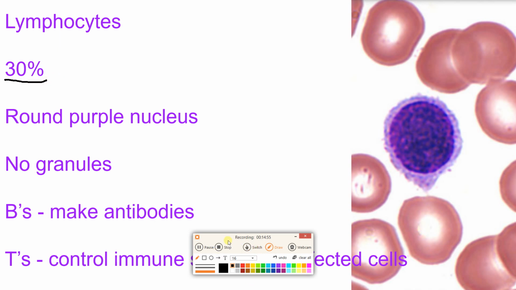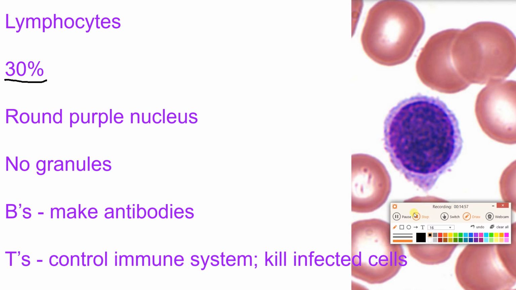You actually have two main varieties of lymphocytes. They're the B lymphocytes, which are going to make antibodies, which are immune proteins. And then there are the T lymphocytes, which are going to control your immune system and kill infected cells. Fantastic.